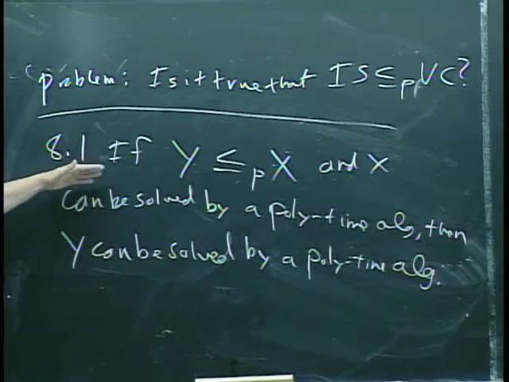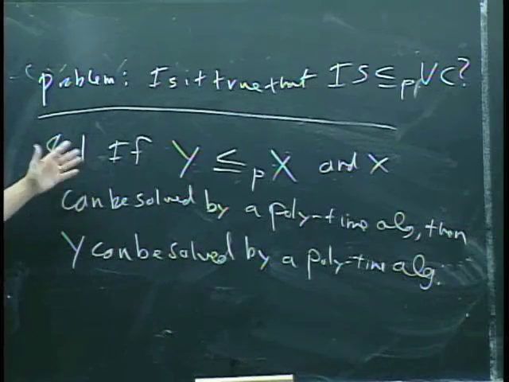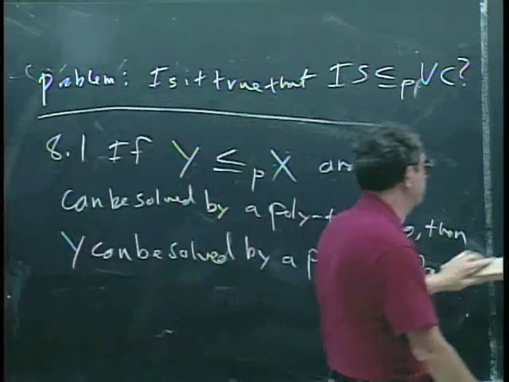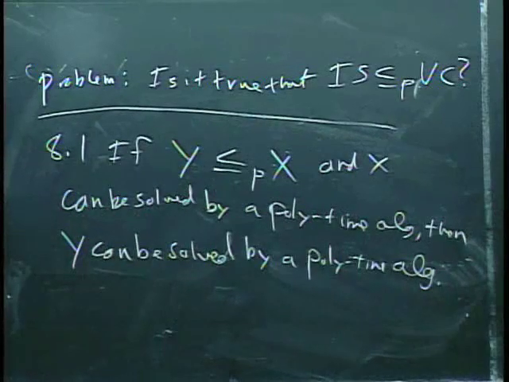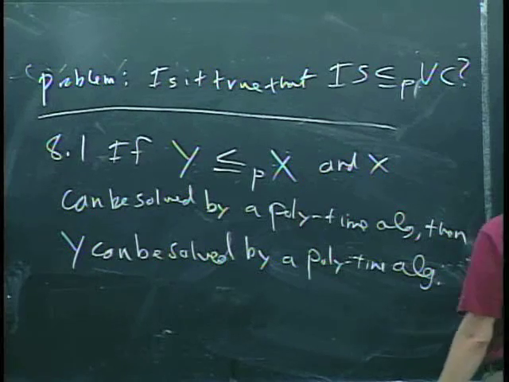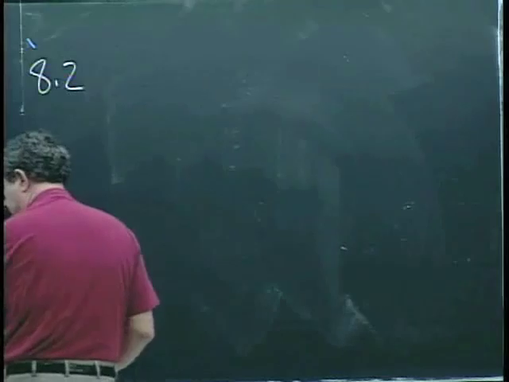So this is our first conclusion, just really from the definition of what a polynomial time reduction is. And the second is the same as the first. So I'm going to write the same statement, just in, I think it's called, contrapositive form. 8.2.